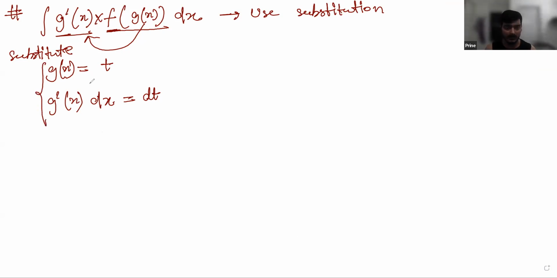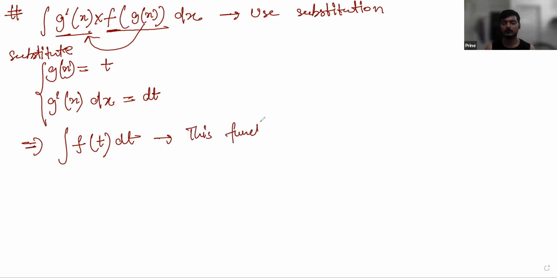Now, using them, you can convert this integration as g dash x dx, which is dt. Then f of gx, which would become f of t. So f t dt, and this function should be integrated.